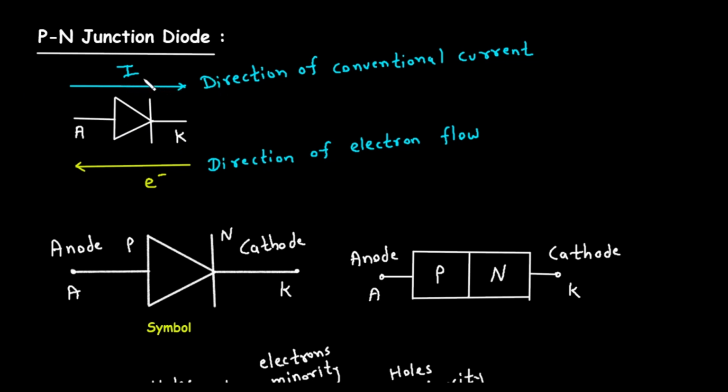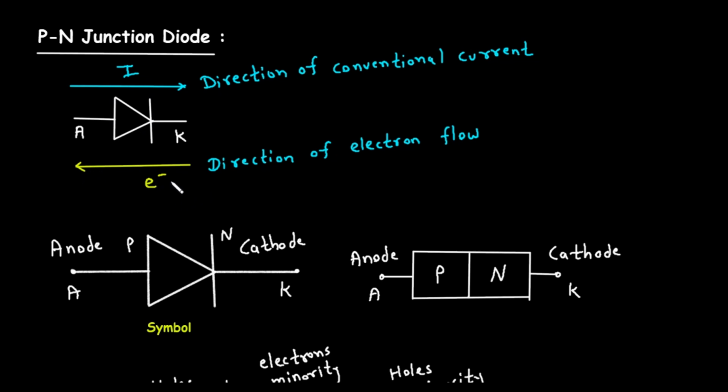The arrow in the diagram, colored in cyan and labeled with a capital I, shows the direction of conventional current. Conventional current is defined as the direction that positive charge would flow. As you can see, it flows from the anode to the cathode, in the same direction that the triangle symbol points. Below that, we see another arrow, colored in yellow, pointing in the opposite direction.